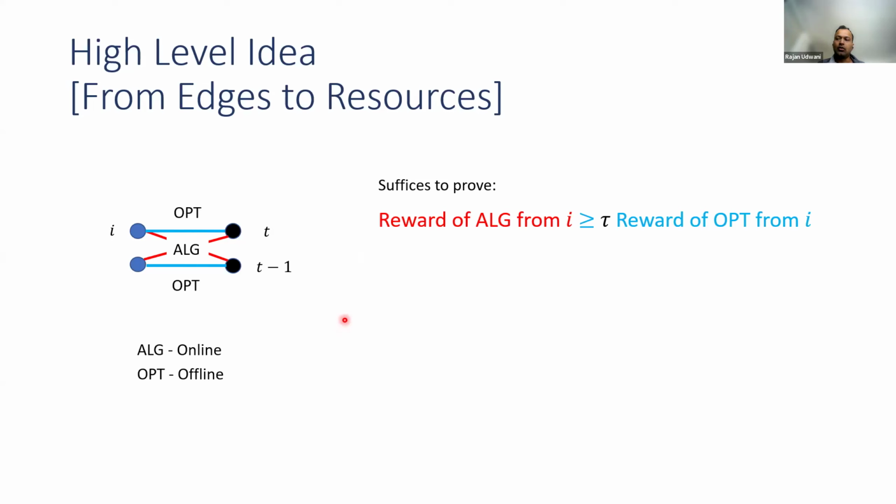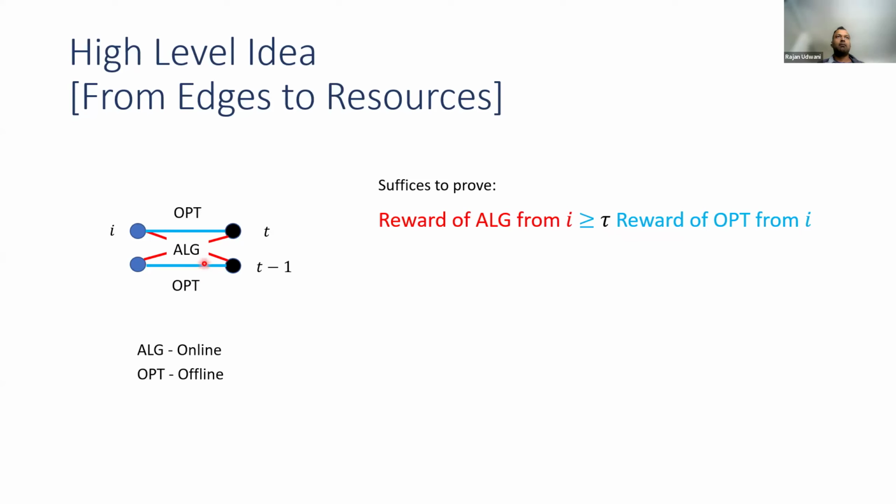So I don't want to think about covering each edge. It's okay to cover just every resource. So a naive way to think about it could be that maybe I can try to show that for every resource, the reward that my online algorithm alg gets is at least some tau fraction of the reward that my offline algorithm opt gets from the same resource. So if I can show this, this is true for every resource. So in fact, I'm doing better than just showing a competitive ratio. I'm saying that resource by resource, I am tau competitive. So this would be great if I could do it.